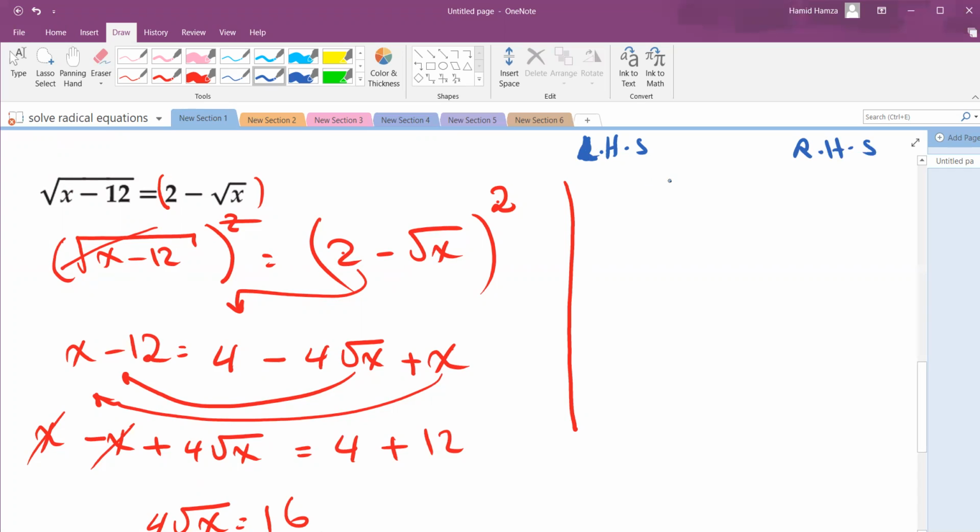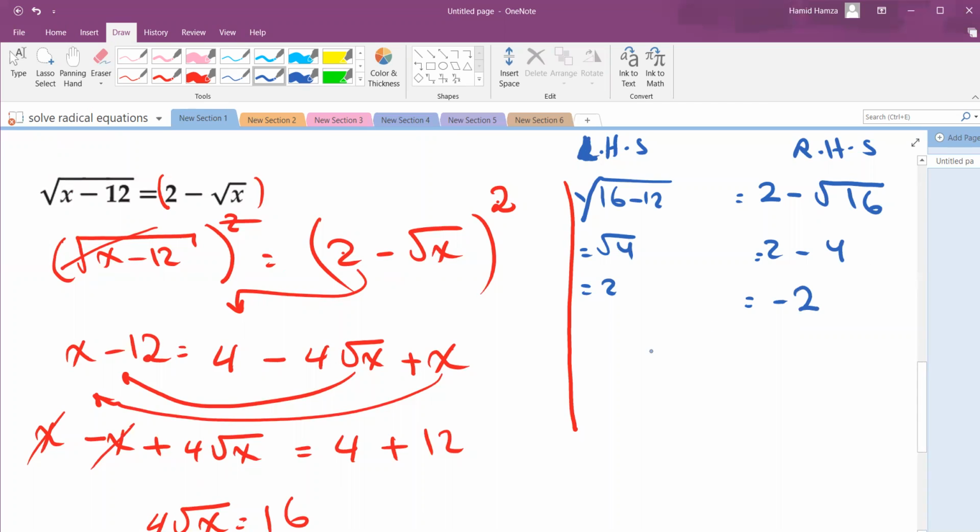So the left-hand side will be substituted by x equals 16. It will be root of 16 minus 12, which is root 4, which is 2. So the left-hand side gives me 2. The right-hand side will be like this. It will be 2 minus root 16. It will be 2 minus 4. So the answer will be negative 2. So the left-hand side is not equal to the right-hand side.